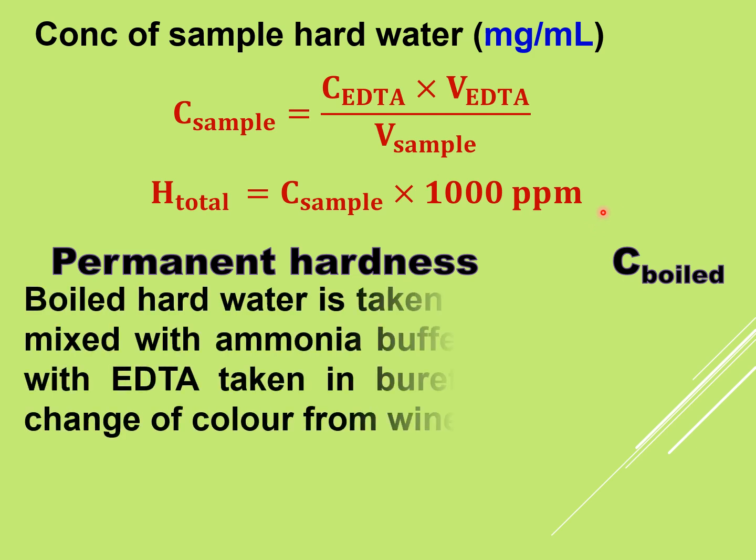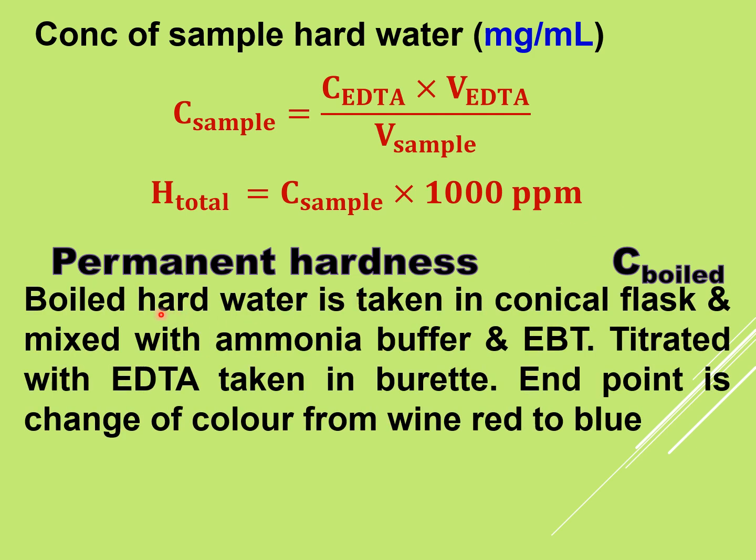What will we do? Boiled hard water is taken. So first you boil this hard water. Given hard water is boiled, it is cooled. So all the temporary hardness causing substances will precipitate out. Then it is filtered. So what is there in the solution? Only the permanent hardness causing substances are there in the solution.